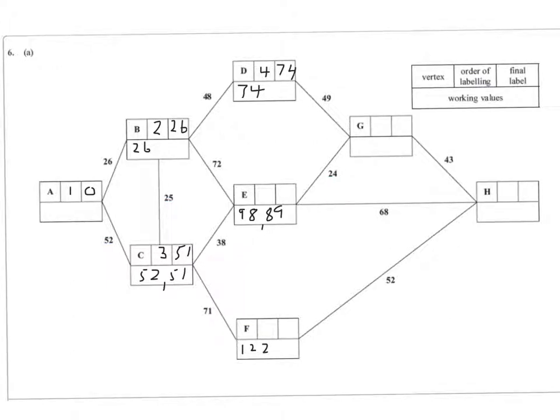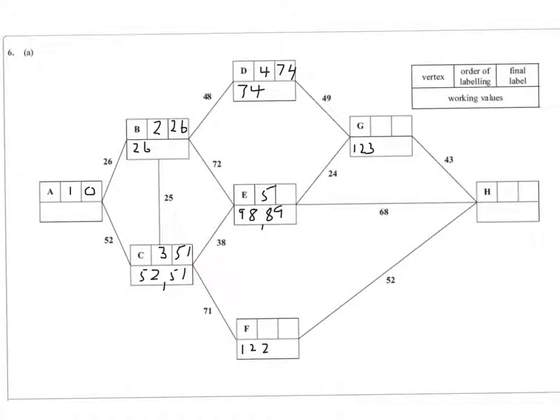Now we do all the vertices that are connected to D. 74 plus 49 is 123. Is there anything else directly connected to D? No, we've already done B, so it's just this one. So what's the smallest number out of 89, 123, 122? Well, it's obviously 89. So this is number 5.